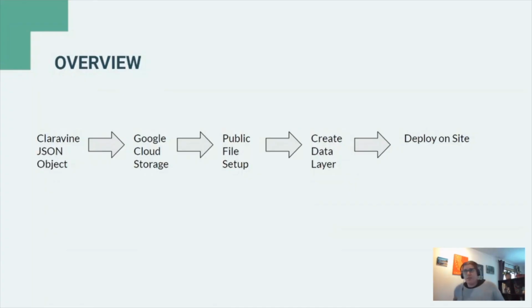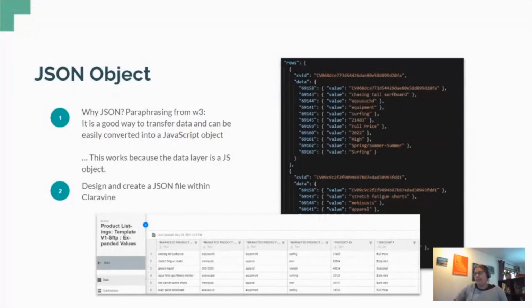So the overview of what we're going to be doing: we're going to have a JSON object created within Claravine. We're going to send that off to Google Cloud Storage. We're going to make that file public, create a data layer, and then deploy it on site. So here we have an example of what step one looks like.